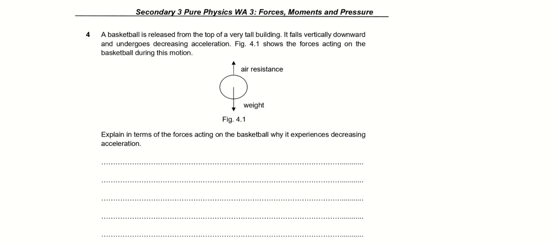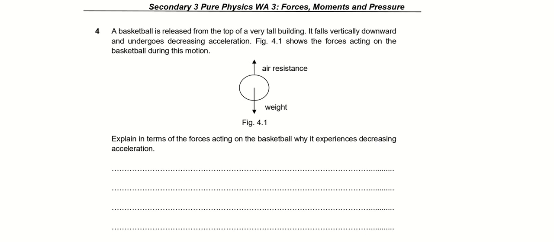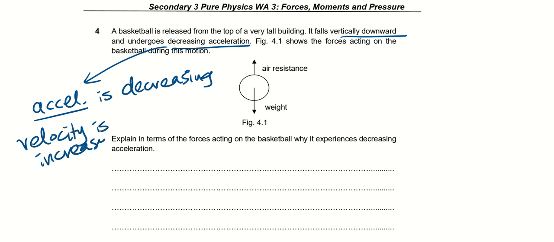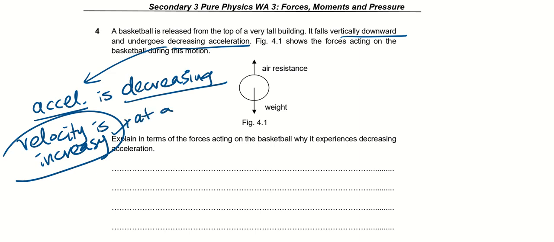Okay, then question 4, a basketball is released from the top of a very tall building. It falls vertically downwards and undergoes decreasing acceleration. What does decreasing acceleration mean? That means acceleration is decreasing. Okay, I know I'm just rephrasing, but what's acceleration? Velocity is increasing. Okay, this is what we mean when there's acceleration. But how do we add in the decreasing? So I will add in that velocity is increasing at a decreasing rate. Okay, so this is your kinematics you need to know.